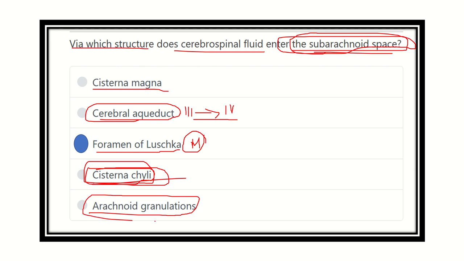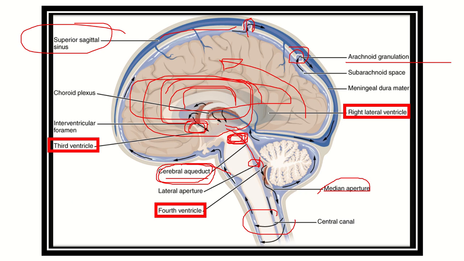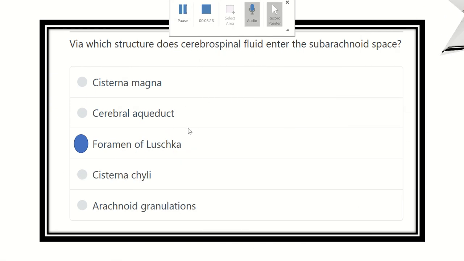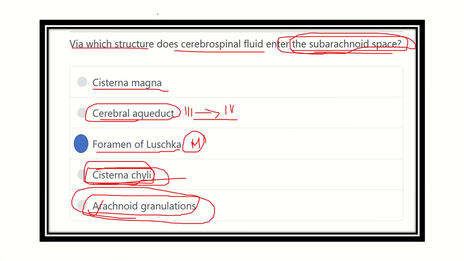Through the arachnoid granulation, CSF is reabsorbed, and it is not related to entering the subarachnoid space. In this picture we can see the arachnoid granulation, and it is the final pathway by which the cerebrospinal fluid reaches the systemic circulation. So this is all about the cerebrospinal fluid. Thank you all.